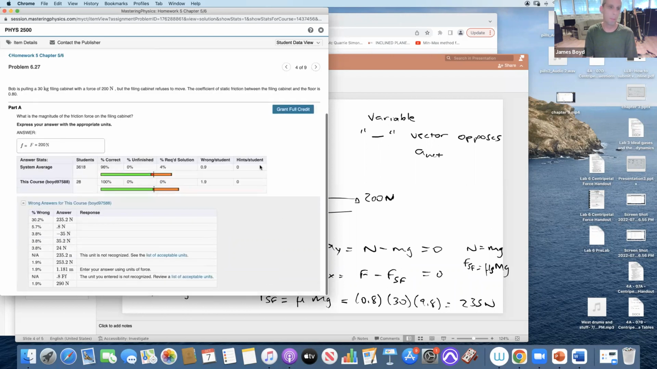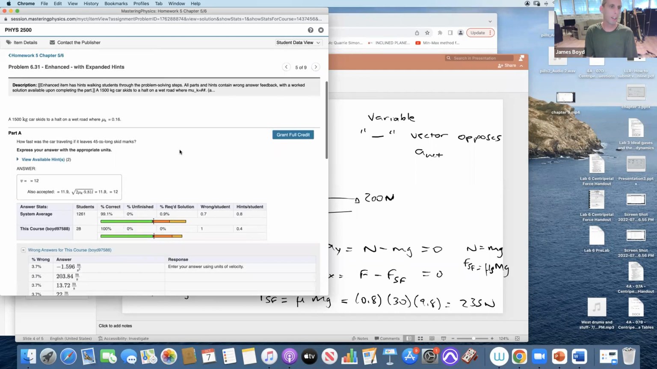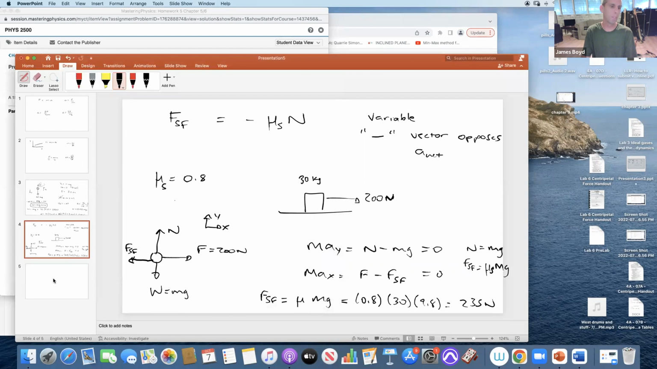I'm dumb. And you know what? Maybe that's why I gave this to you. I don't remember. But yeah, it's a good question to make sure that you understand it's not the maximum static friction, it's just whatever force is acting on it. So hopefully that makes some sense. All right.